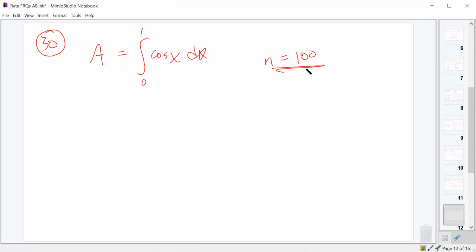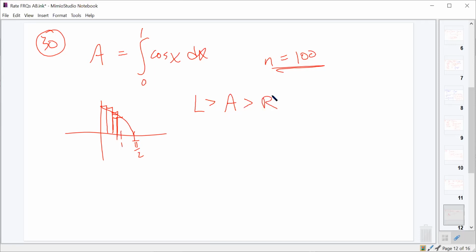And what do we know about cosine x between 0 and pi over 2? Or even 0 to pi, it's decreasing, but we'll just worry about 0 to pi over 2, right? Pi over 2 is more than 1. So from 0 to 1, this should be a decreasing function. And so a left approximation will overestimate, whereas a right approximation will underestimate. So the left approximation has to be greater than a, which has to be greater than the right approximation.